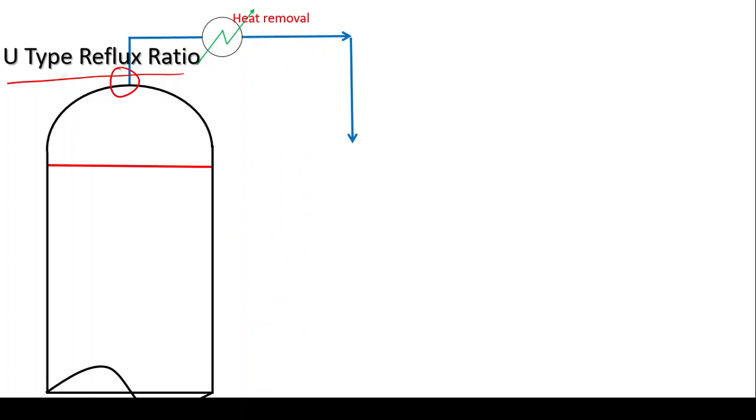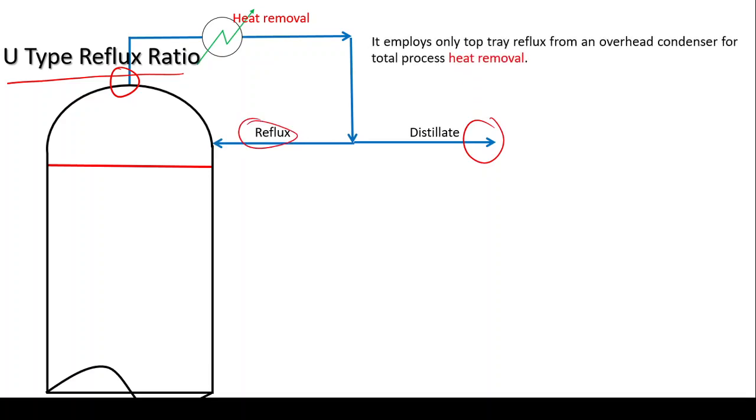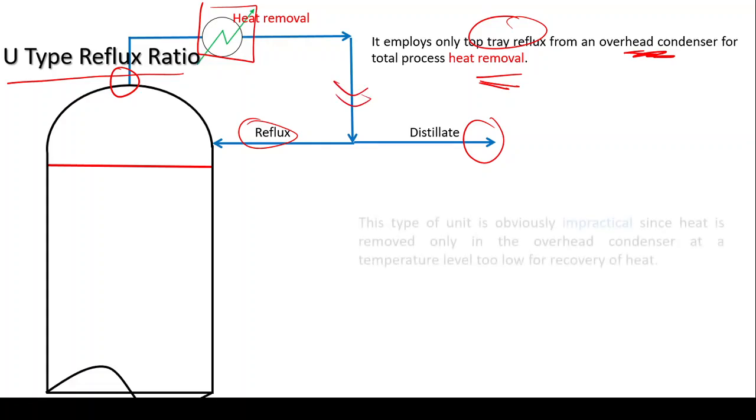The first one is the U-type reflux. In the U-type reflux, basically vapor is taken from the top, condensed, and heat is removed from the top. One product is taken as distillate and one portion is sent back as reflux. So it implies only top reflux from the overhead condenser for the partial heat removal. This is the only section where we remove heat from the complete distillation column. This is the U-type tower, meaning only the top reflux, which is called the U-type reflux.